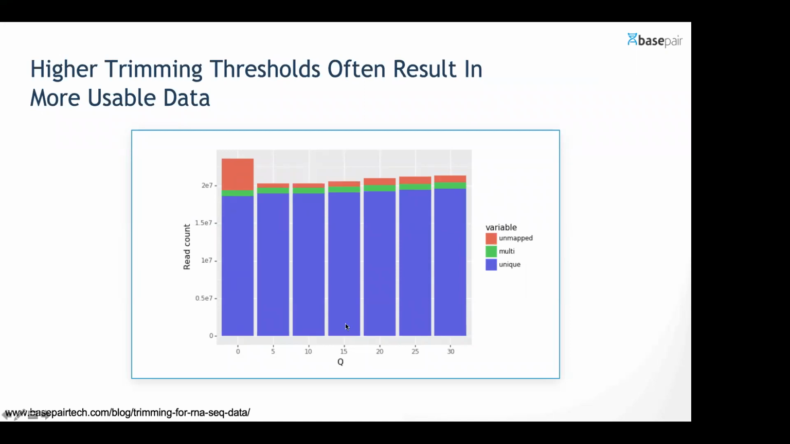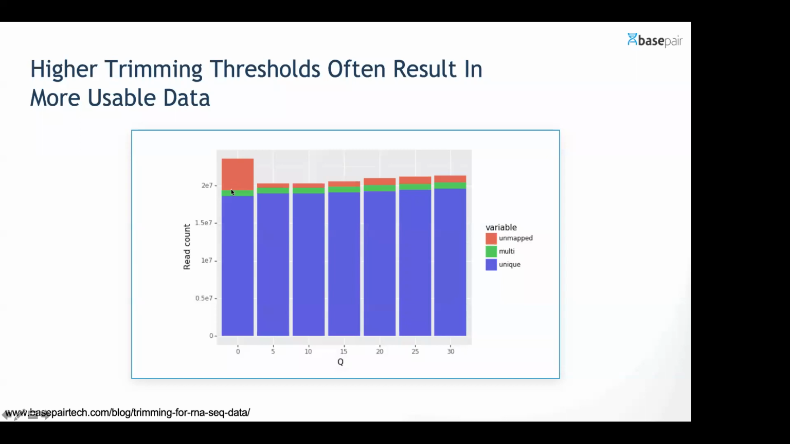Here's a blog post we made that's available at this link down here, where I studied the impact of different trimming quality thresholds on how much usable data you get. So Q is the trimming quality threshold, and it goes from 0 to 30. And if you recall, the default value is 10, and the y-axis here is how much usable data you have after trimming. So this bluish color is the uniquely mapped reads. That's the ideal. That's what you want. You want all your reads to be uniquely mapped, and that's a significant portion of it.